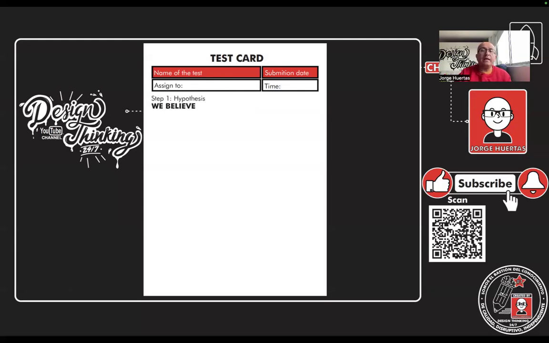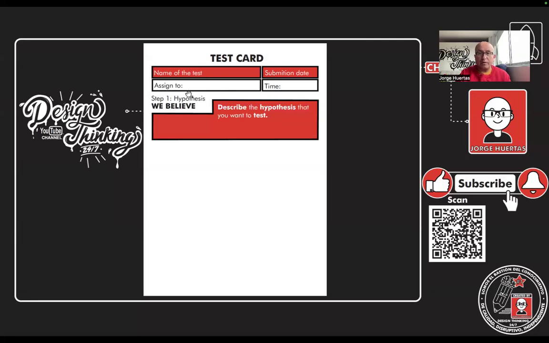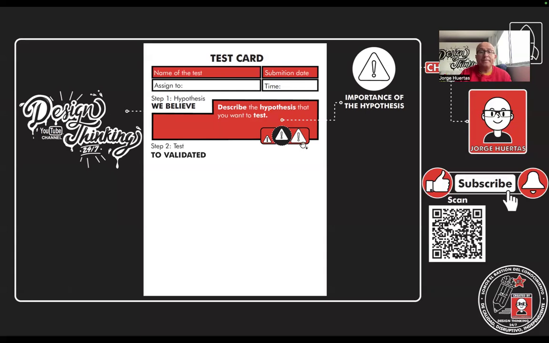The first thing is to write the hypothesis. That is very important because here you will describe the hypothesis that you want to test and how important it is. So this one is very low, medium, and very high.